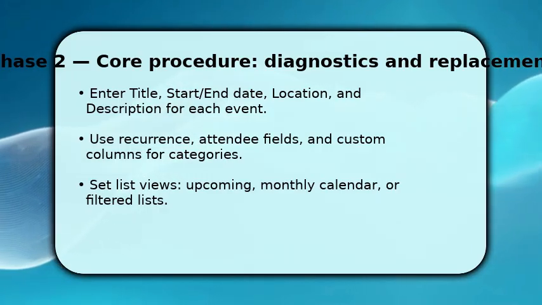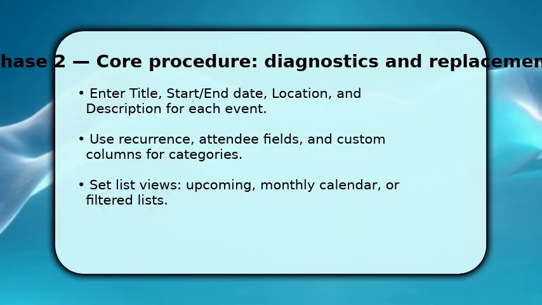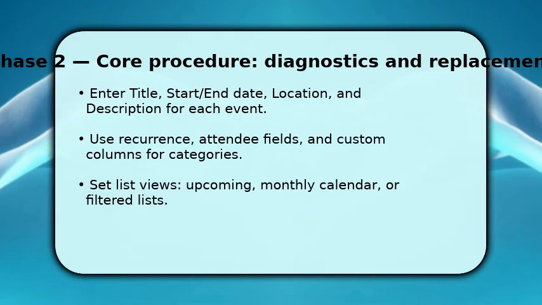Then create custom columns such as category or audience to filter content. Make a calendar view and an upcoming view for quick access. Make sure to test the view filters and column formatting so events appear as expected in different contexts.